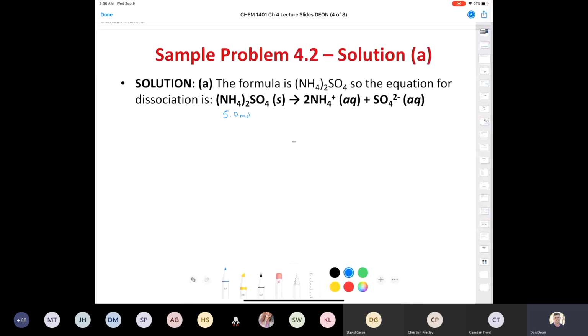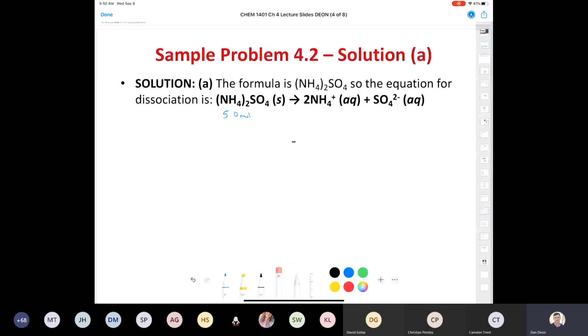Now let's think about it. Could anybody answer this by doing mental math? Could anybody tell me how many moles of ammonium ions you would have when you dissolve 5 moles of ammonium sulfate? Is it 10? It's absolutely correct, right? We're going to have 10, right?